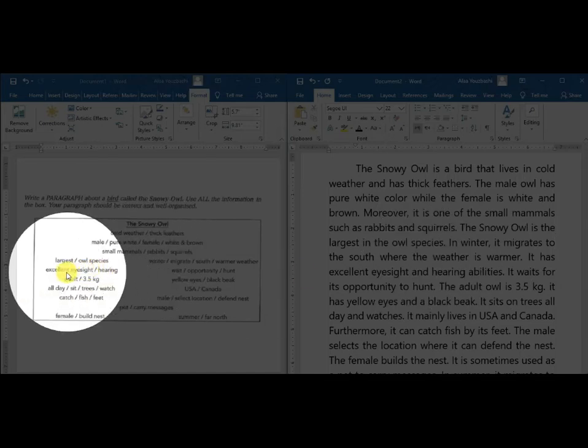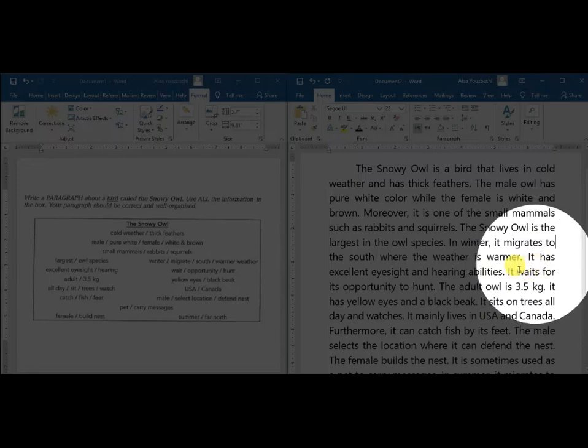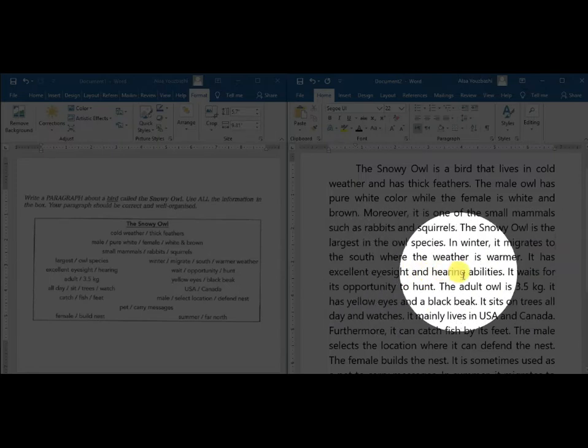Now the next piece of information, excellent eyesight and hearing. So it has excellent eyesight and hearing.